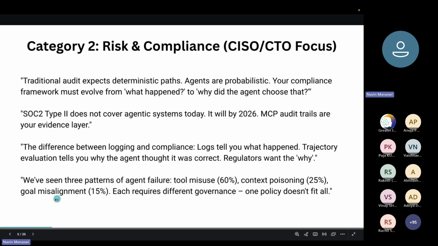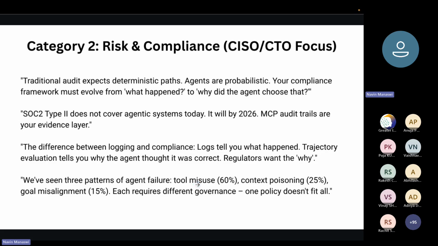So there are three main problems of agent failure: tool misuse, where the tool works differently than what it is intended to; context that is not clear, poisoned by some logic or by a complex environment; and goal misalignment. If we don't define the proper goal of the agent, it may go differently in very different scenarios. So each requires different governance, and we have to really take care of all those aspects.